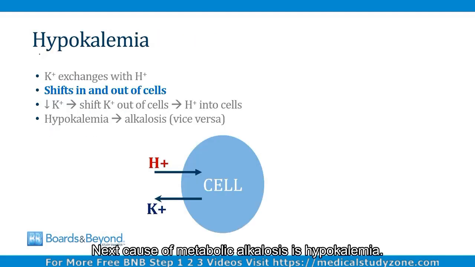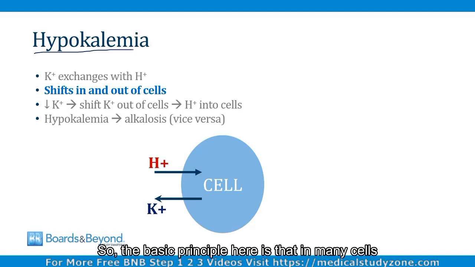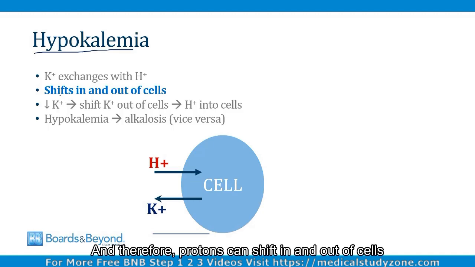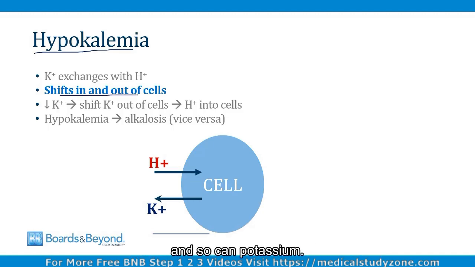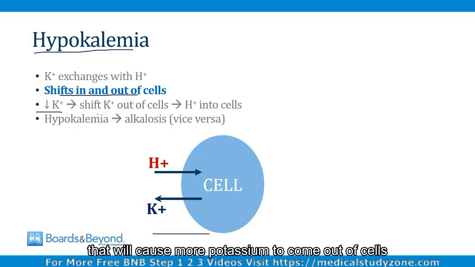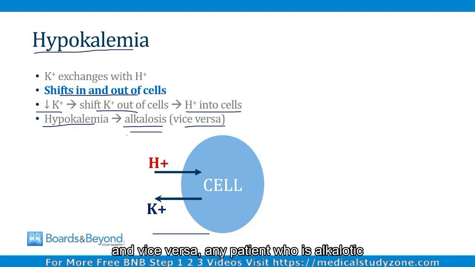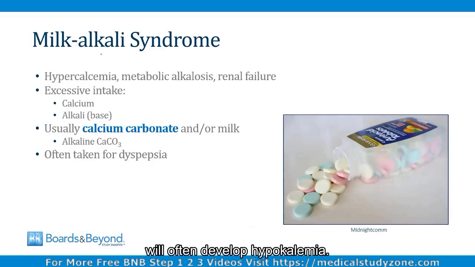Next cause of metabolic alkalosis is hypokalemia. So the basic principle here is that in many cells in our body, potassium and protons can be exchanged for one another, and therefore protons can shift in and out of cells, and so can potassium. So anytime the potassium level is low, that will cause more potassium to come out of cells and more protons to go into cells. And when you lower the proton levels, you cause an alkalosis. Therefore, any patient who is hypokalemic can develop an alkalosis, and vice versa, any patient who is alkalotic will often develop hypokalemia.